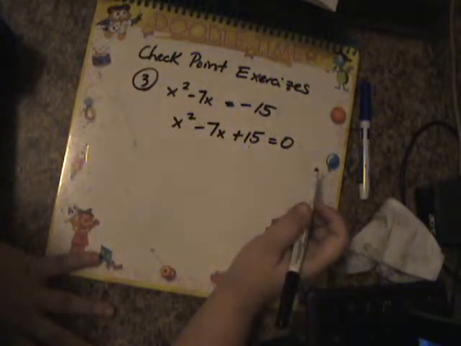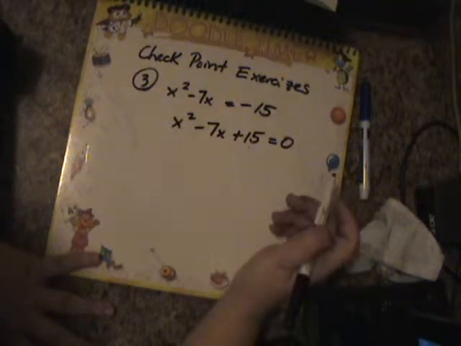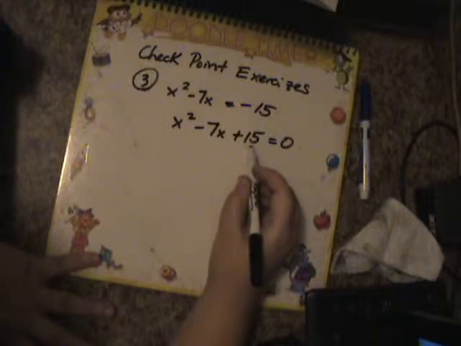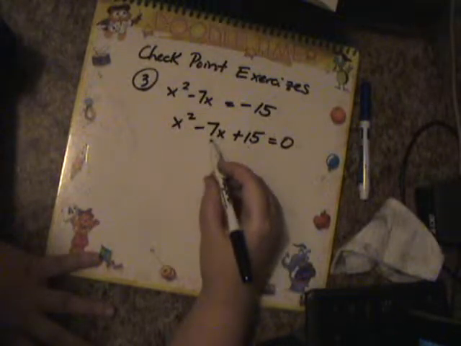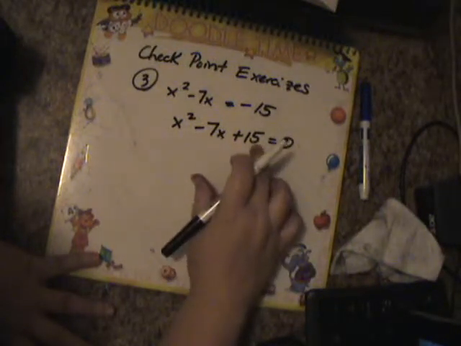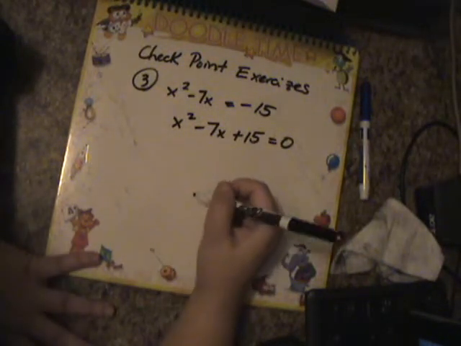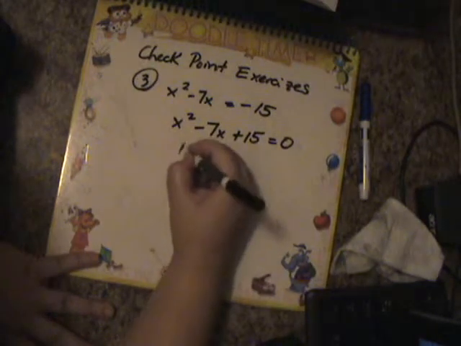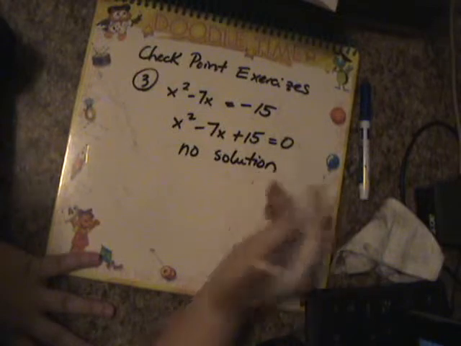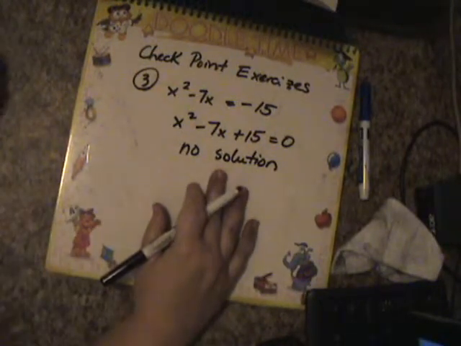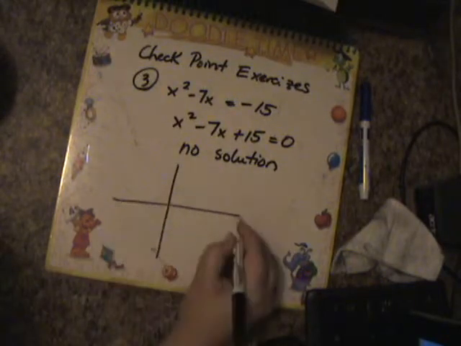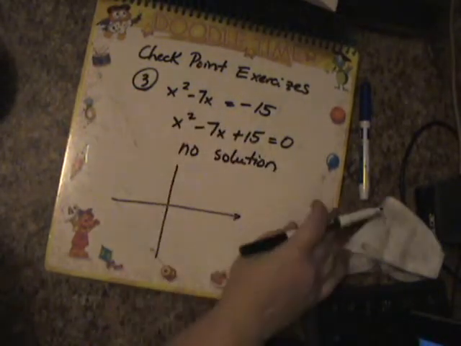Let's see, could we do 15 and 1? No, that's not going to work because 15 plus 1 is 16, and 15 minus 1 is 14. So I don't see any factors that are going to work to 7. So this one is no real solution by factoring. Sometimes there can be a solution, but it's just not factorable. But also when you graph it, you can see that this goes in a positive direction.